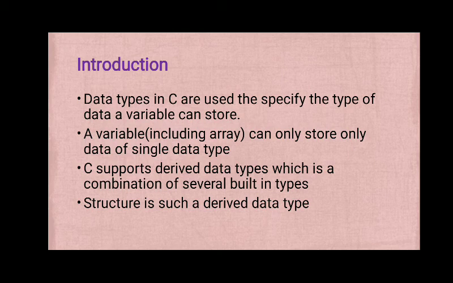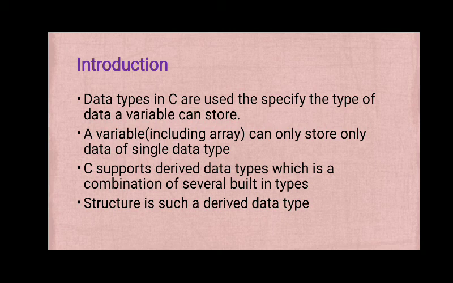So you require multiple variables: for roll number you have an array, for name you have an array, for marks you have an array, and for other details you have another array. So you have multiple variables for storing each and every detail of a single person. Instead of that, if you have a single data type where you can store all these data in a single variable, that will be very useful.